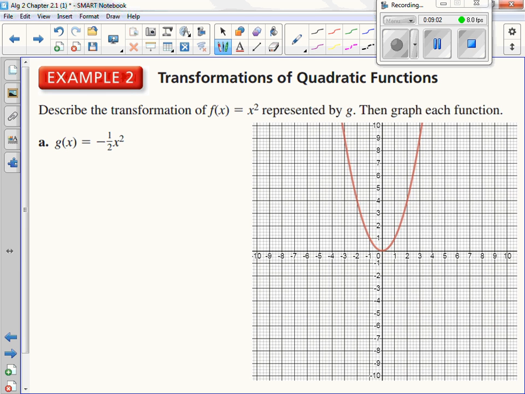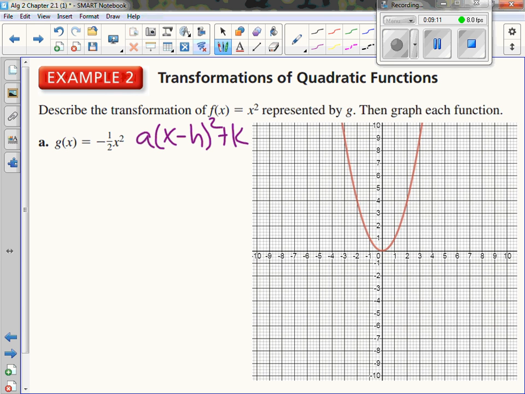So, describe the transformation of this here. We have two things going on. Well, the value of k is 0. The value of h is 0. I don't have any parentheses, so there's no h value. There's nothing added or subtracted to it, so I don't have an h or k. Both of these are 0 because nothing in a set of parentheses is being added or subtracted.